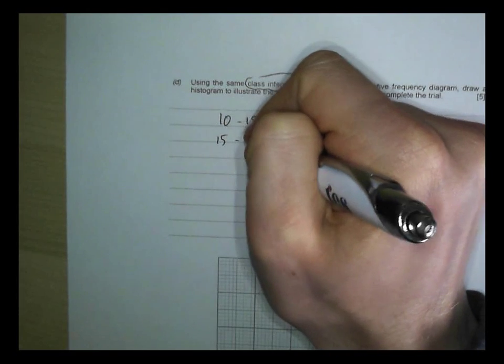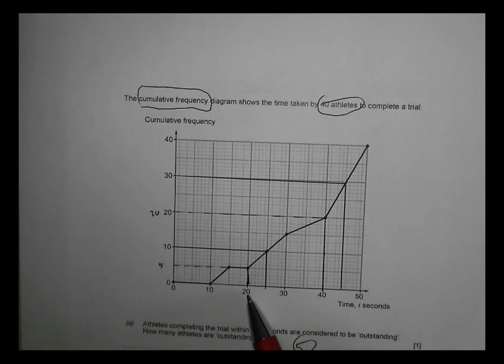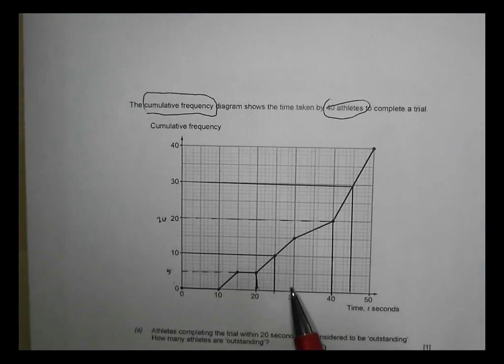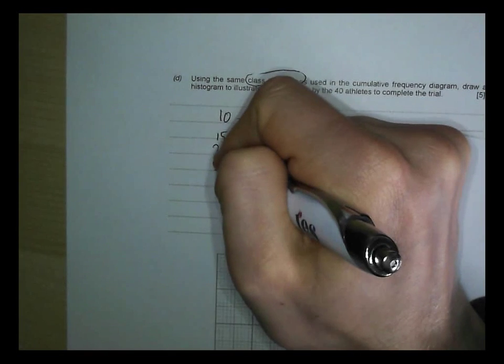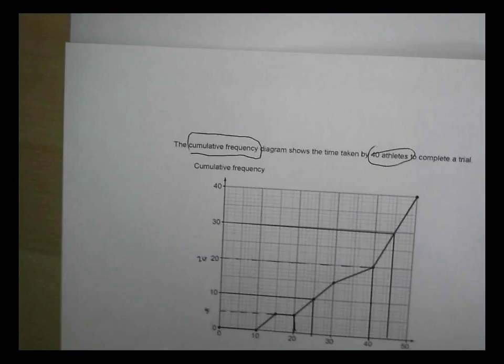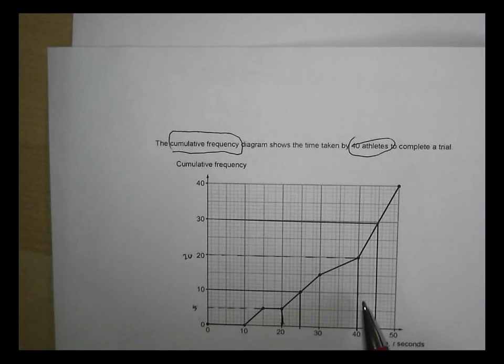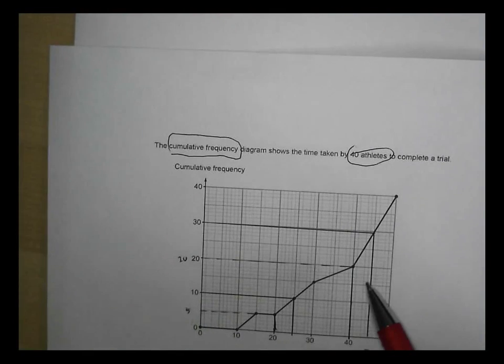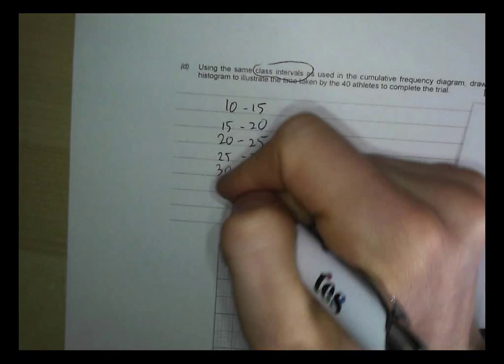15 to 20 group, and I know I should be doing inequalities here, but it's alright for the purposes of this. 20 to 25 is my next group. Then 25 to 30. Then 30 to 40. Be careful with that, there's no dot in the middle, so that's 30 to 40. And finally, 40 all the way up to 50 group.